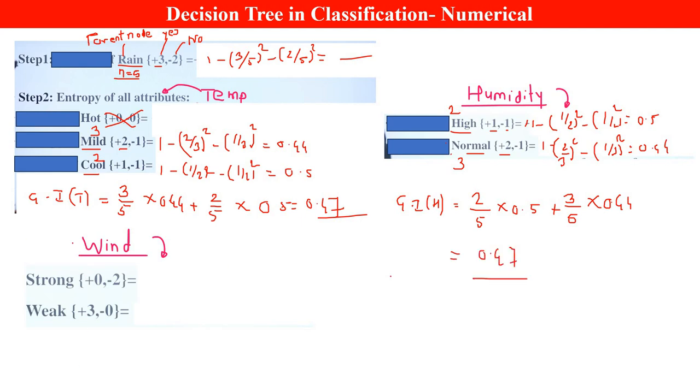Now let us go for the wind. Wind we have strong and weak. Strong is coming 2 times, 0 yes and no is 2 times. So 1 minus, we will not consider 0. 1 minus (2 by 2) square. So this becomes 0. Here for weak, we will not consider no. 1 minus (3 by 3) square. So this becomes 0. Okay, so now we have solved this one.